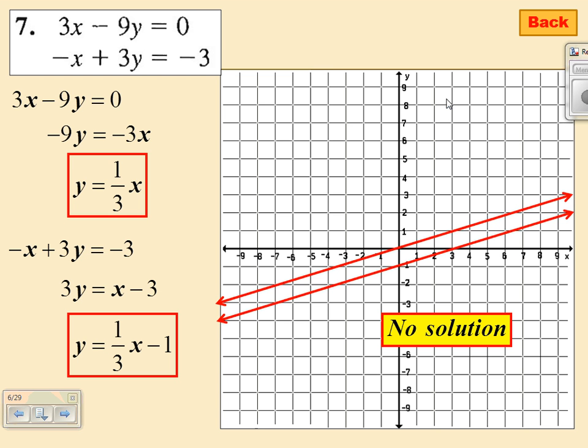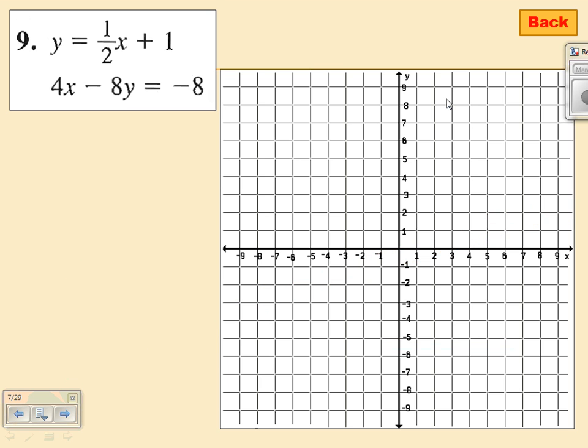For number 9, I can easily graph the very first equation because it's in slope-intercept form.